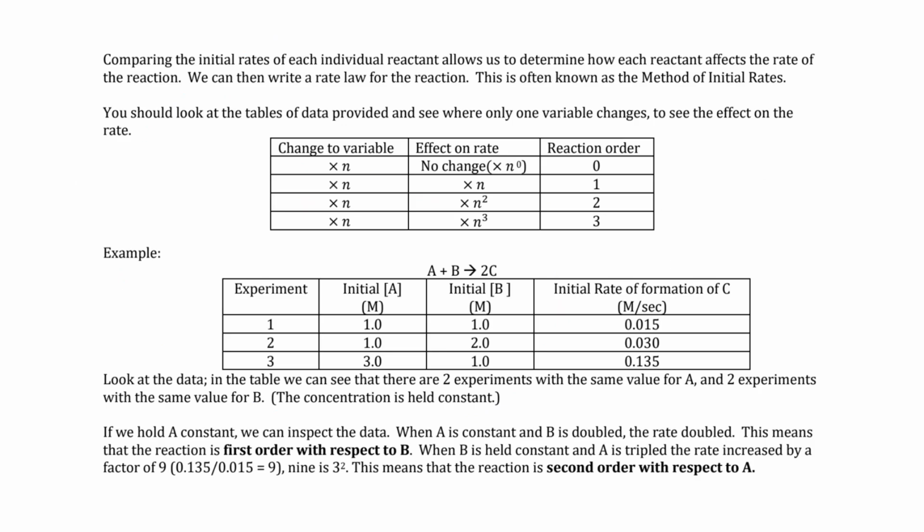Comparing the initial rates, how do you figure it out? So you're looking at your initial rates, and the best way to do it is through an example. This stuff with the change to variable, don't worry about it. So let's look at an example. You have A plus B produces 2C. Our initial concentrations of A and B are listed in our 3 different experiments. This is what they mean by experimental data. So it has to be done experimentally.